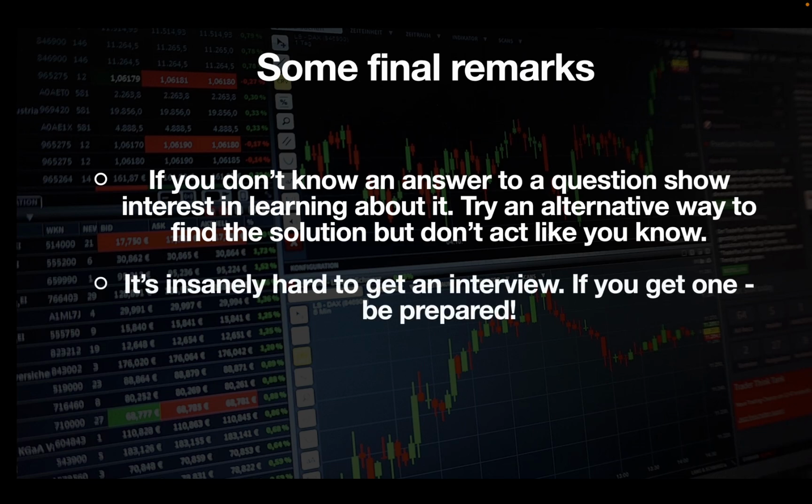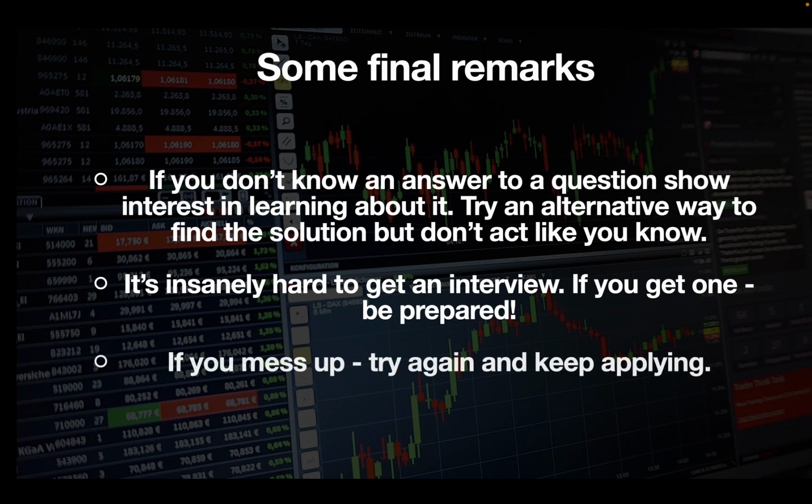In general, it's insanely hard to get an interview in investment banking. If you get one, be prepared. I was sending out a ton of applications before getting like 2 interviews, and I messed up on 1. So this is the next point: if you mess up, try again and keep applying. But I actually passed this one, just if you're interested.